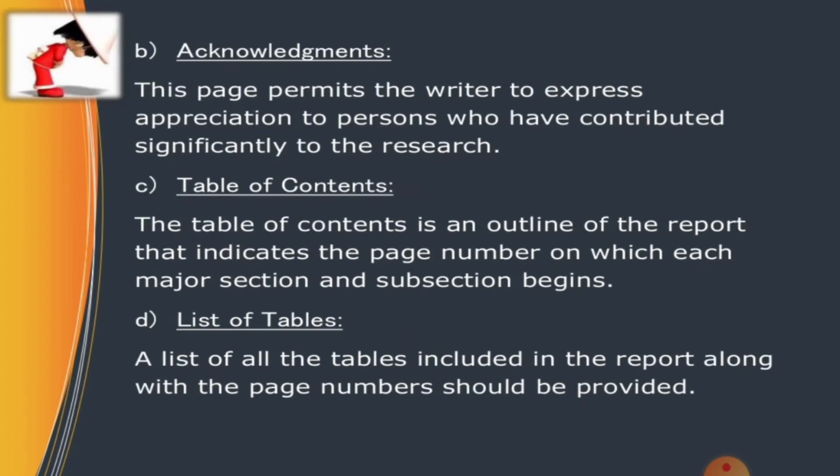Number 2, acknowledgements. This page permits the writer to express appreciations to persons who have contributed significantly to the research. Number 3, table of contents. The table of contents is an outline of the report that indicates the page number on which each major section and subsection begins.